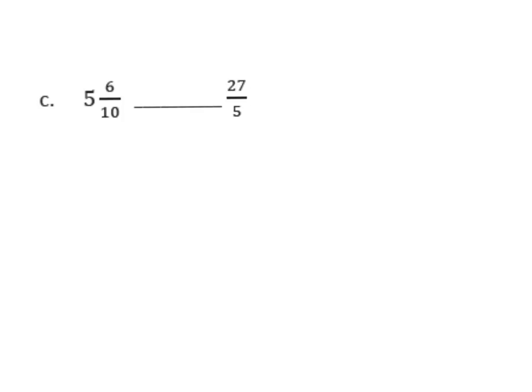Look at number 3, letter C. We need to compare 5 6/10 to 27/5. Convert the improper fraction into a mixed number. Then use cross multiplication to compare. Pause the video while you work and replay when you are ready.